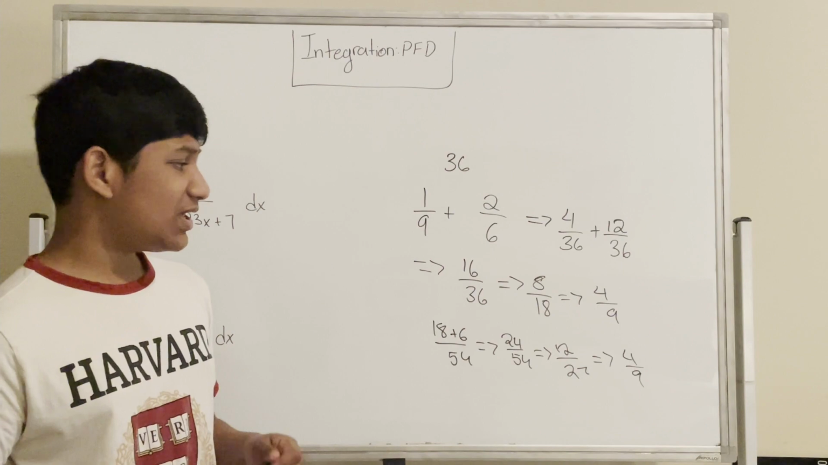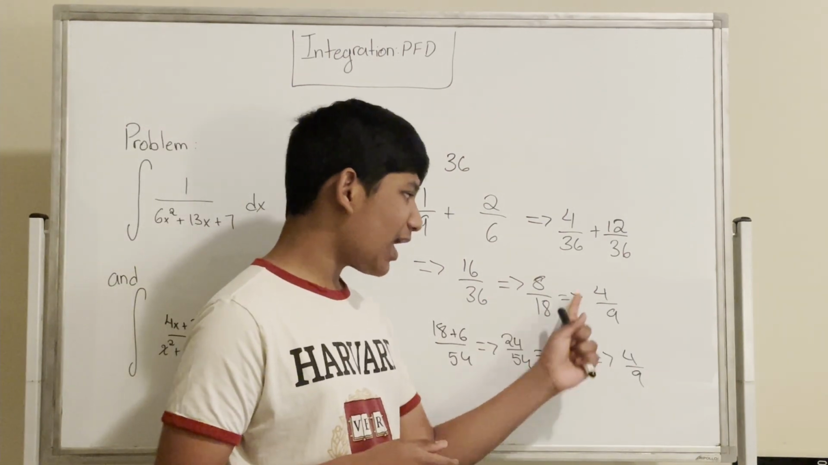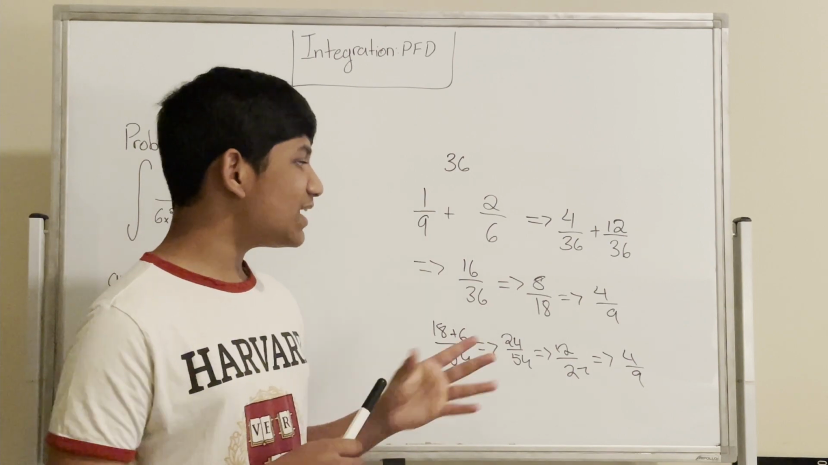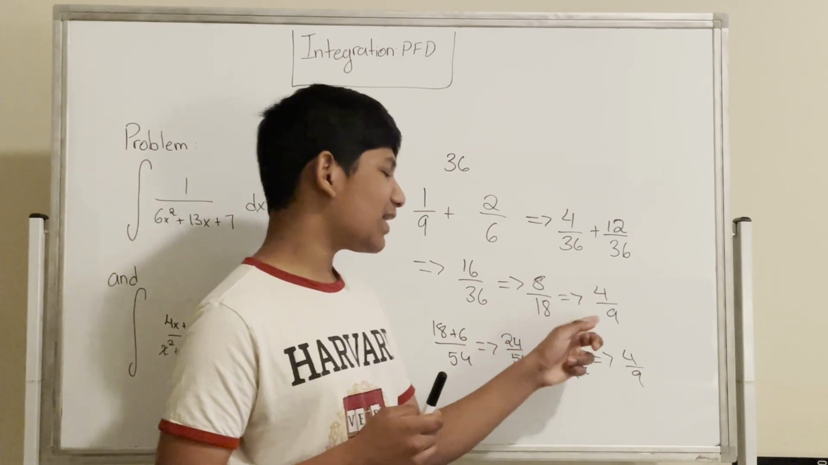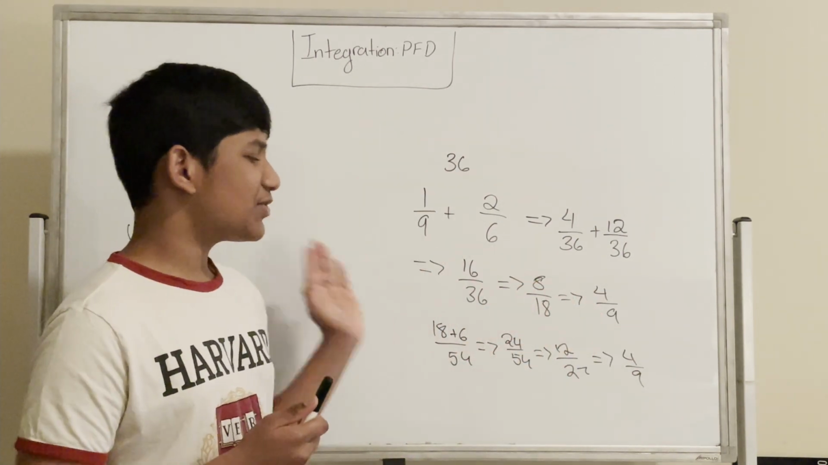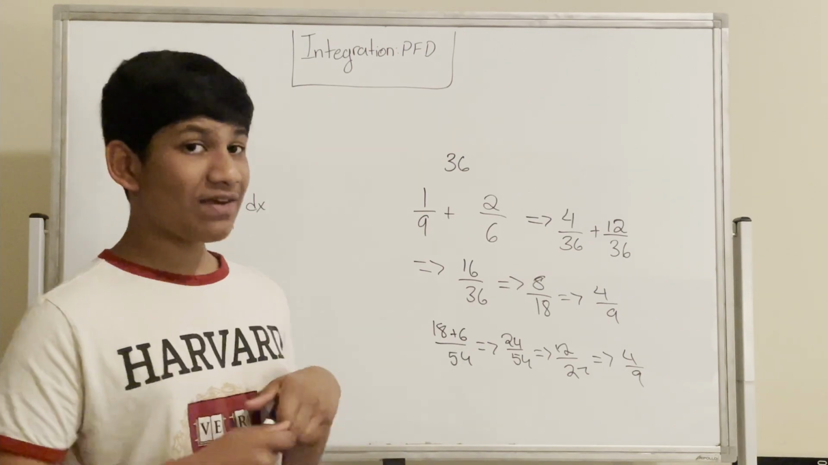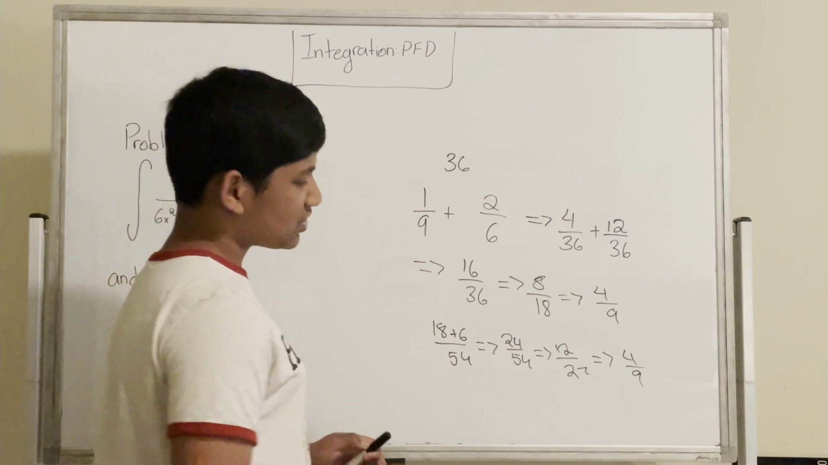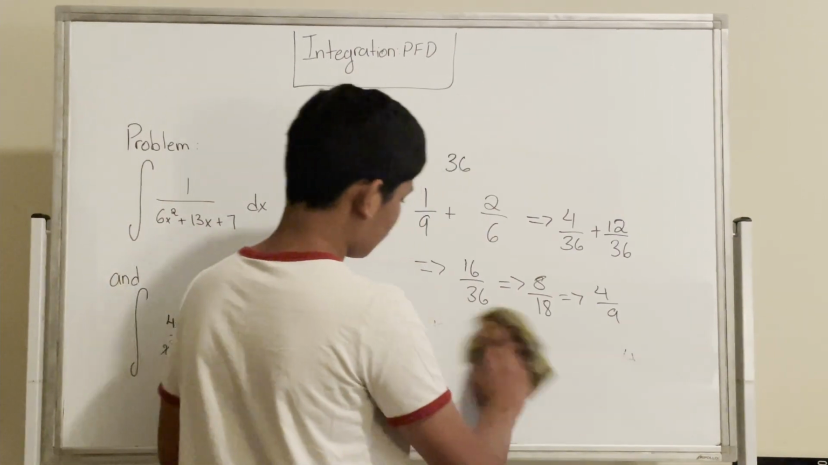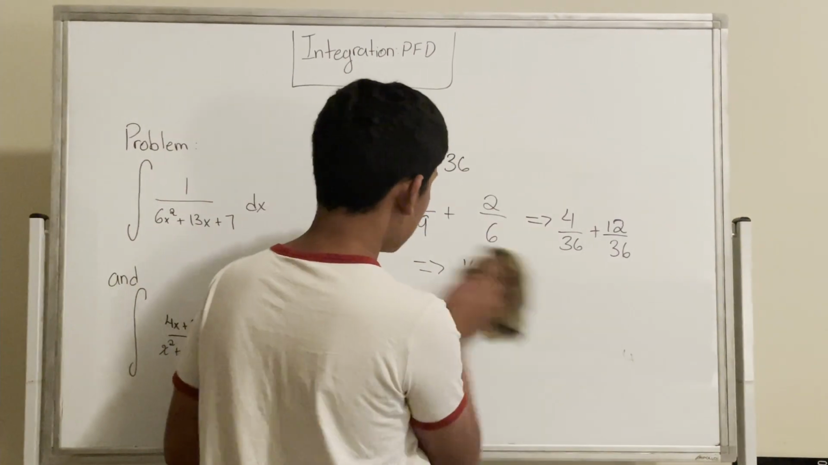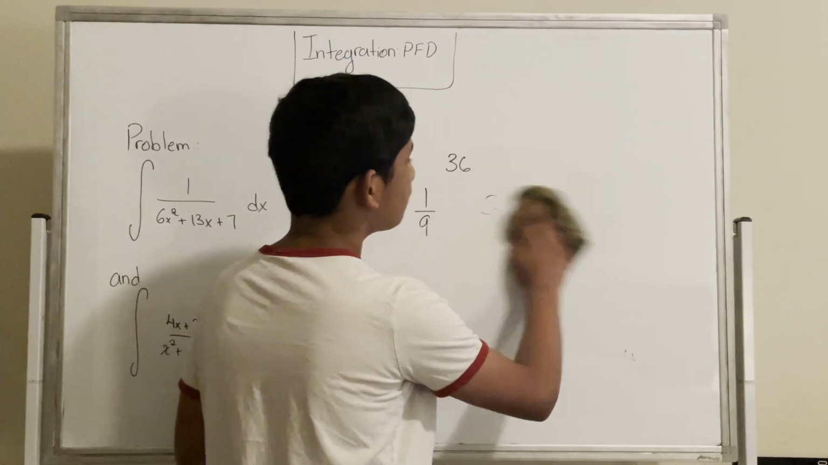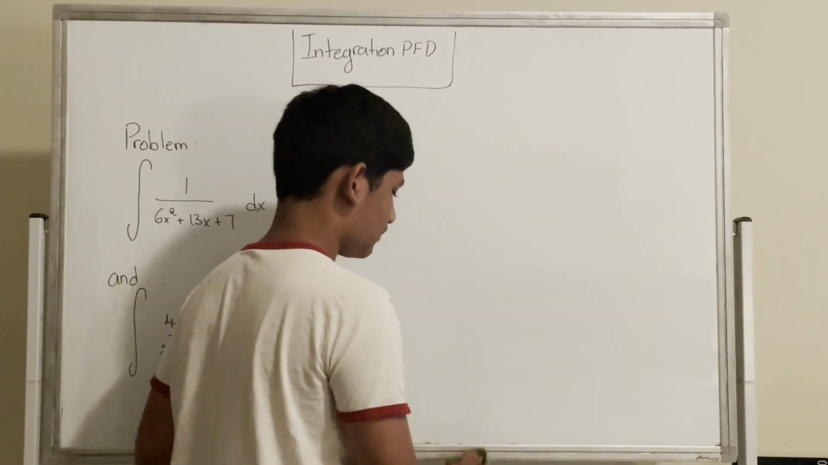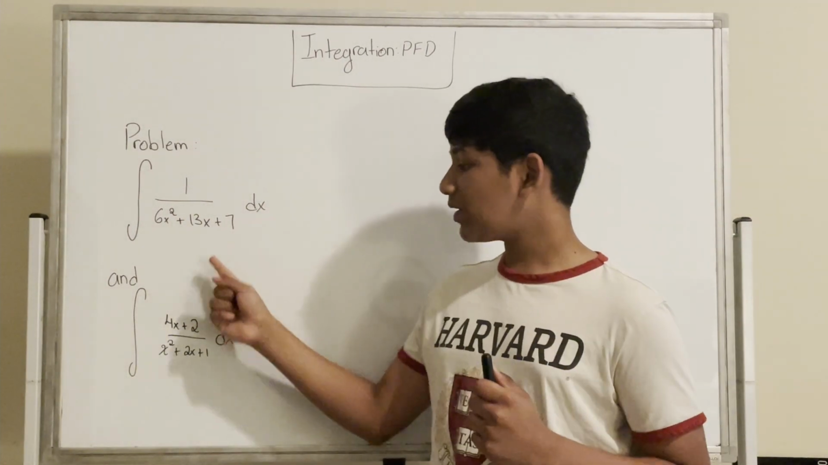Now, essentially, is it easier to get 4/9 or is it easier to just get these two? Well, as you can see, it's pretty much harder to go from 4/9 back to 1/9 plus 2/6. So there's a specific technique, which we're going to be talking about right now, of partial fraction decomposition. So our main goal in this video is to solve these two integration problems over here. This one and this one.